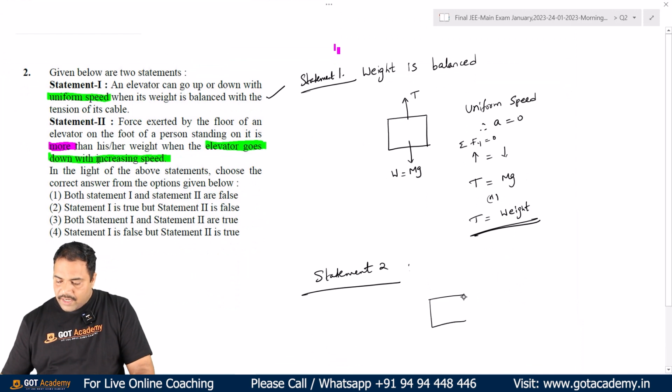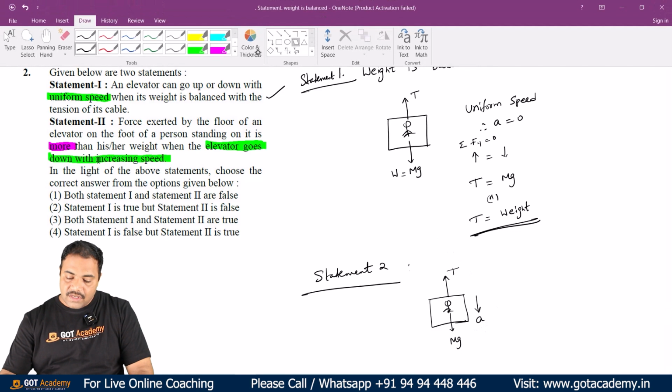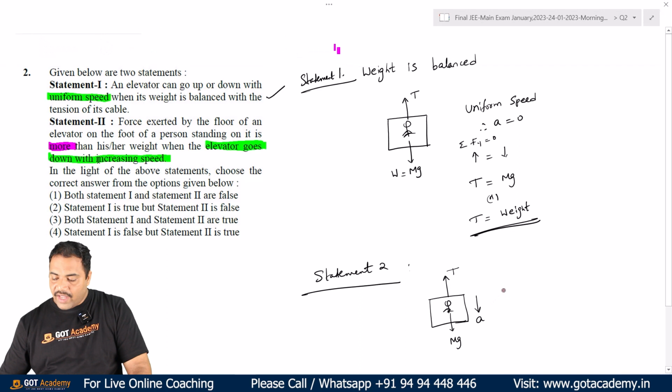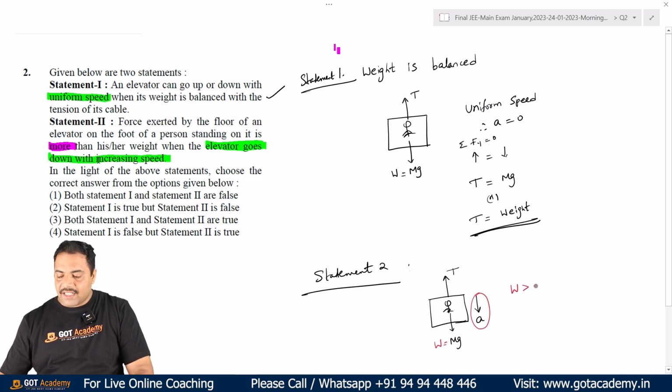So, this is our elevator, with a body of mass, weight mg, and upward is tension. The elevator is going down, so this is the direction of acceleration. The acceleration is in the downward direction, which clearly indicates that the downward force is greater than the upward force. Here the downward force is weight. So, weight is greater than the upward force.